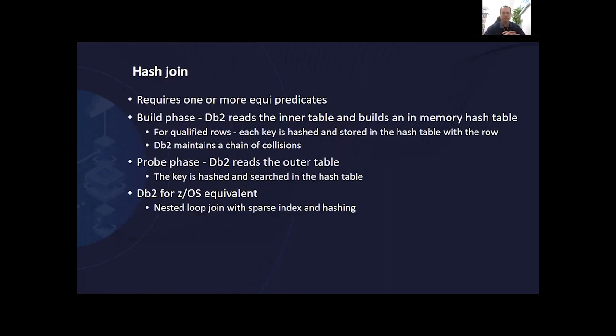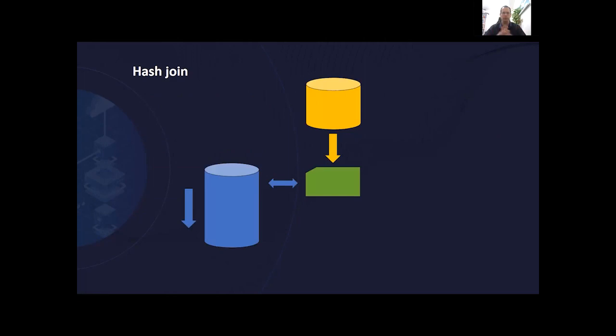Hash join, I believe this is only available for DB2 LUW, not for DB2 for z/OS. But for DB2 for z/OS, there is an alternate technique, the nested loop join with the sparse index and hashing. So how does this work? There is a build phase where DB2 reads the inner table and creates an in-memory hash table for qualified rows. And in the probe phase, it reads the outer table, calculates the hash and finds the corresponding row. So the green part is the hash calculation.